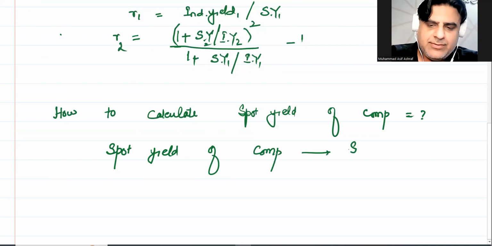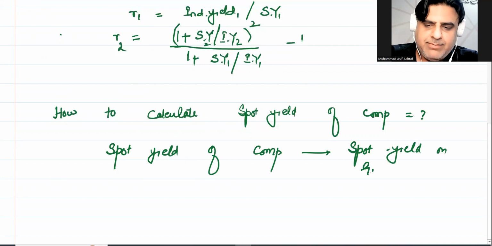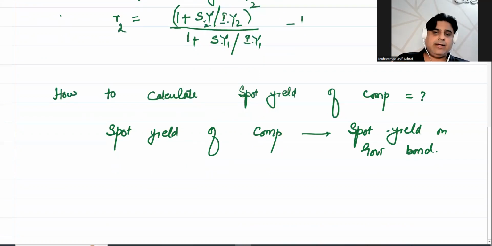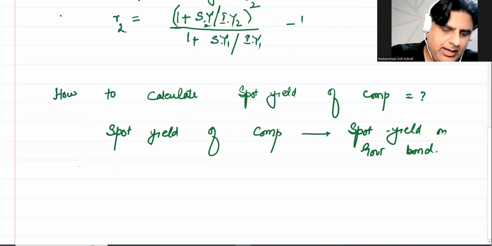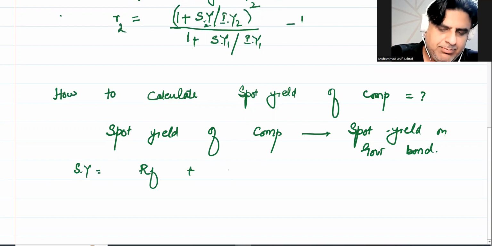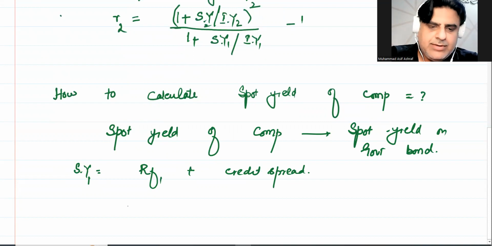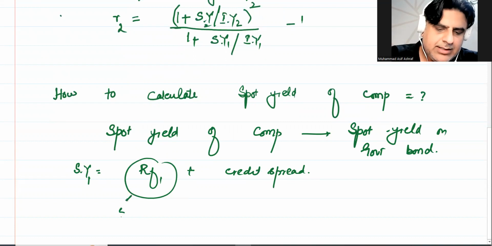on the basis of spot yield on government bond. And the formula you will use is the CAPM formula. Spot yield equals RF plus credit spread. If you are calculating the spot yield of year one, you will use the risk-free rate of return of year one of government bond. This is often called spot yield on government bonds.